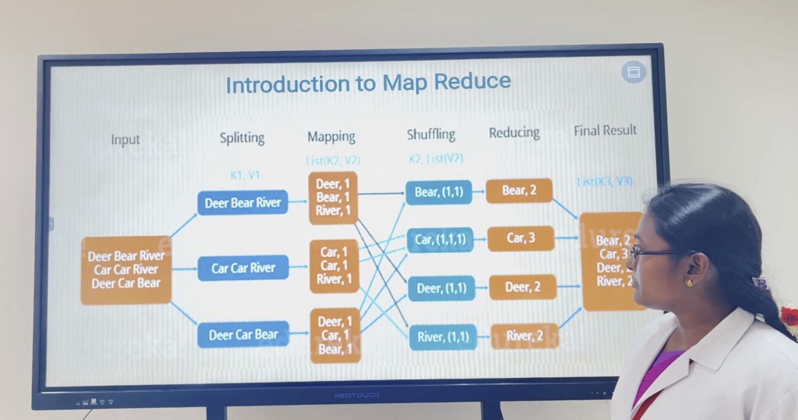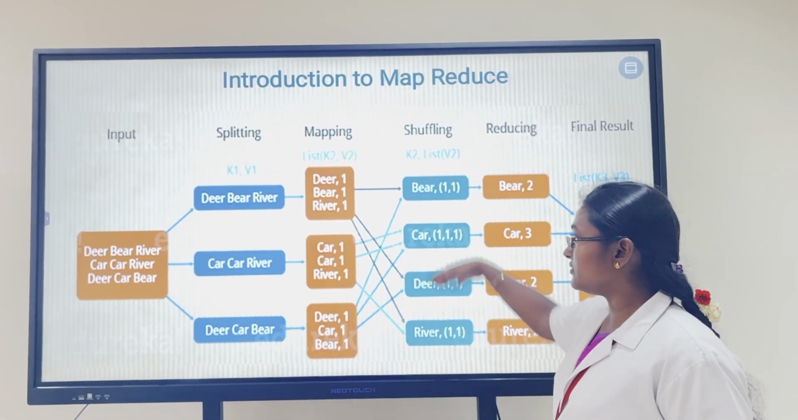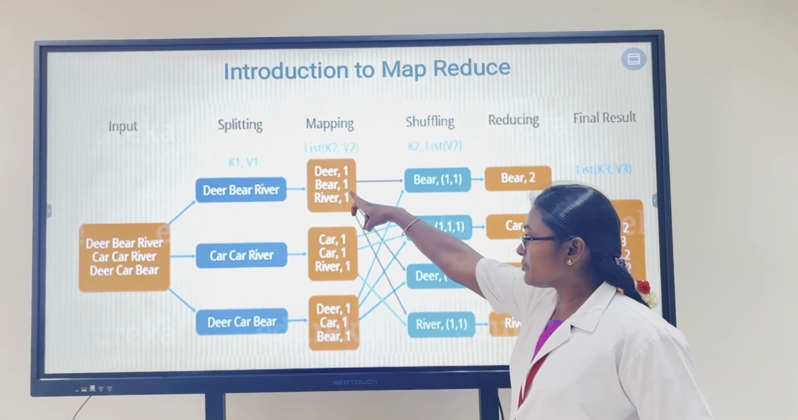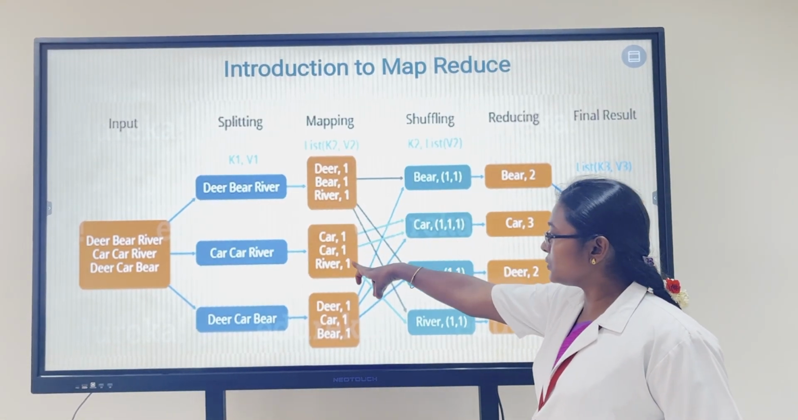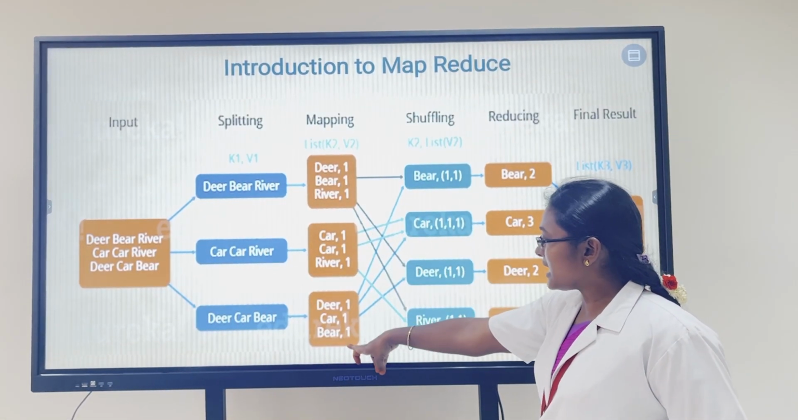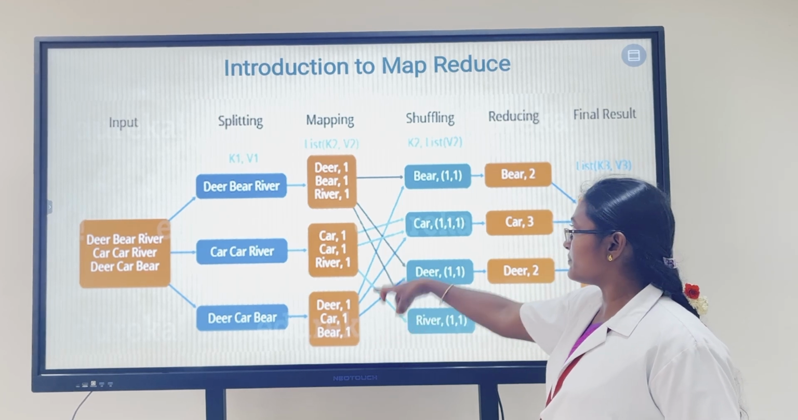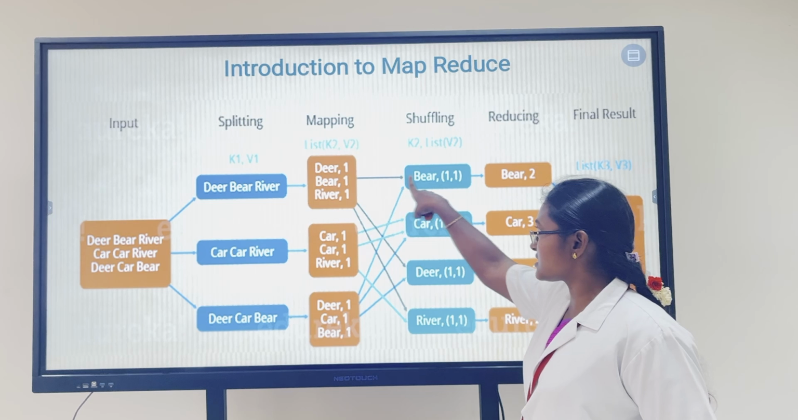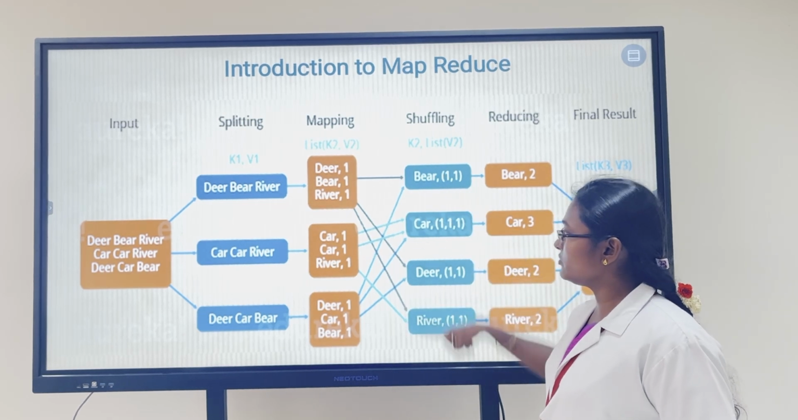After completing mapping, the inputs are shuffled. So here beer is represented one time. Again here no beer. In the last sentence beer is represented one time. So in shuffling I am mentioning beer of 1, 1, that is one beer from the first sentence and one beer from the third sentence.